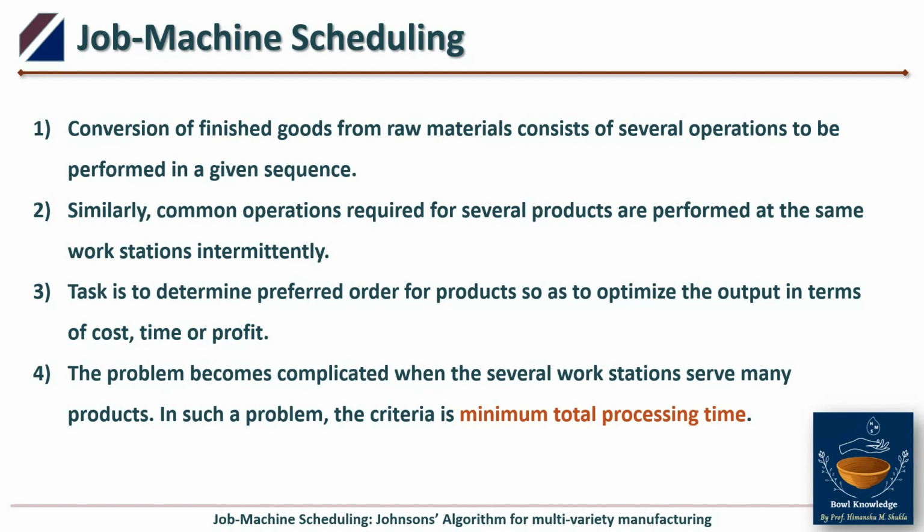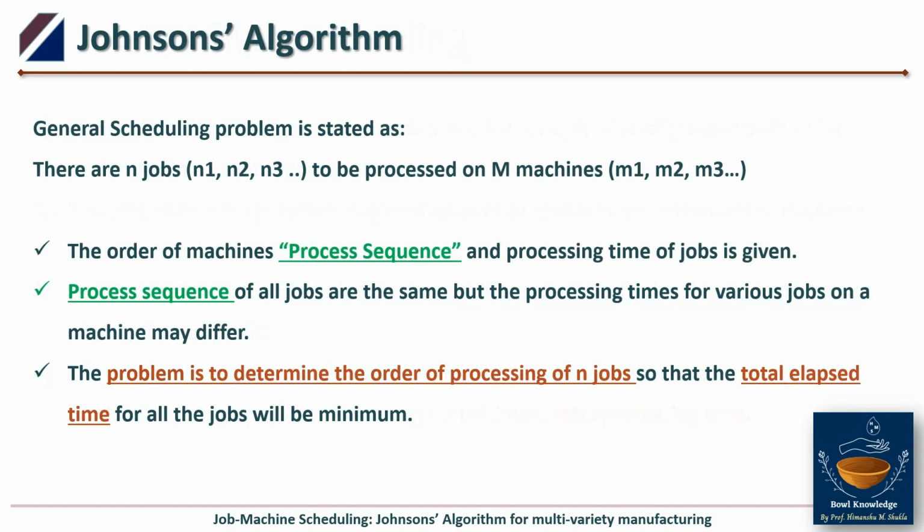Okay, so let us see how Johnson's algorithm helps to solve this problem. The general scheduling problem is stated as follows: there are n jobs, n1, n2, n3, there can be any number of jobs, which are to be processed on m machines. The order of machines, that is the process sequence, and the process time is given.